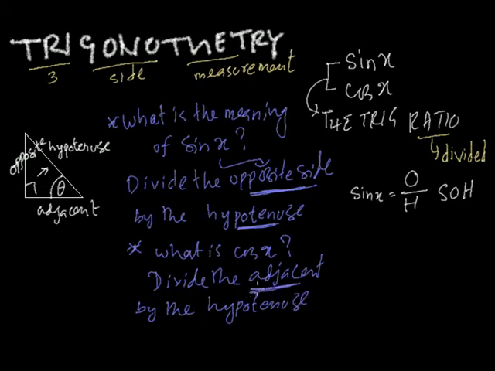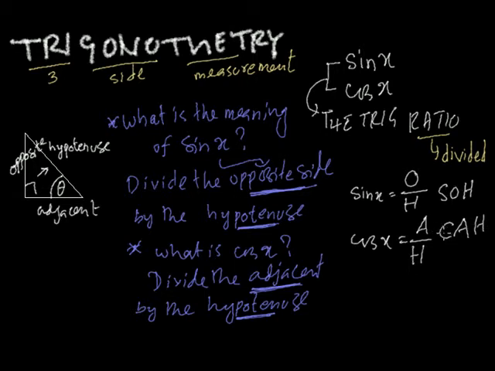So the adjacent side is this and the hypotenuse. So cos x is going to be referred to as the adjacent by the hypotenuse. This ratio of the adjacent to the hypotenuse side is called cos x. You can remember it like "ka": C for cos, adjacent by hypotenuse, so "ka".